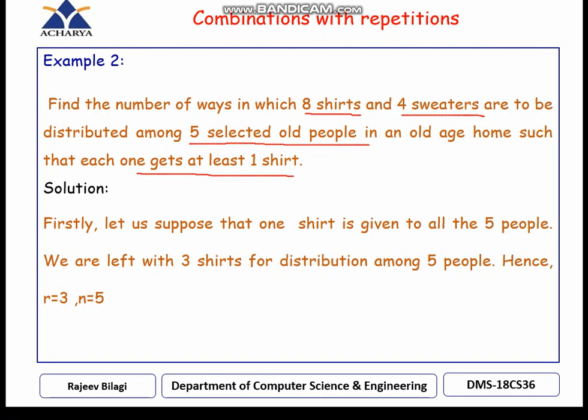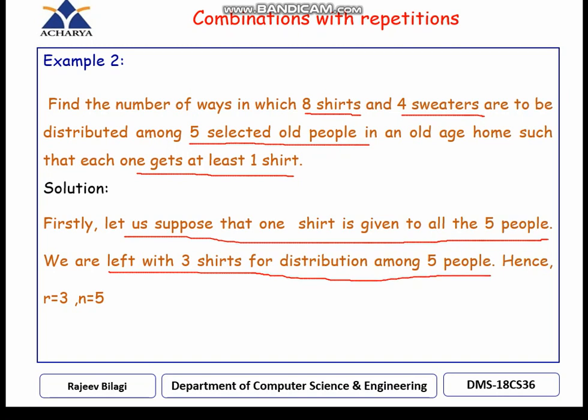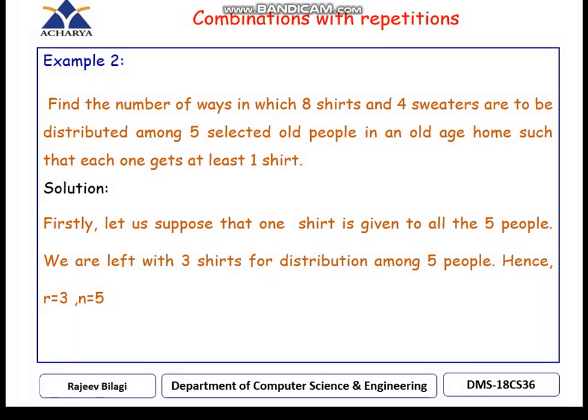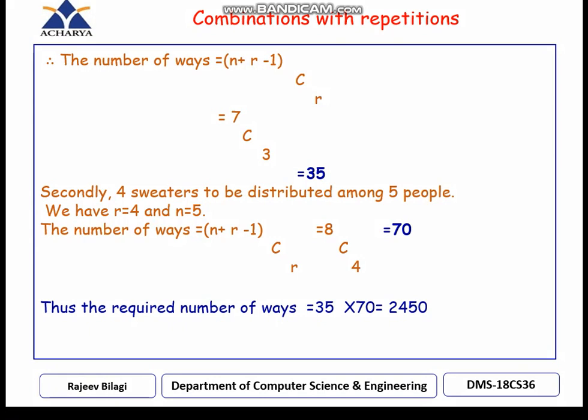So first of all, let us suppose that one shirt is given to all the 5 people. In that case, what will happen? We are left with 3 shirts for the distribution among 5 people. So r is equal to 3, the remaining 3 shirts, and these I need to share among 5 different people. So with n plus r minus 1 C r, I am getting 7C3, which is equal to 35.